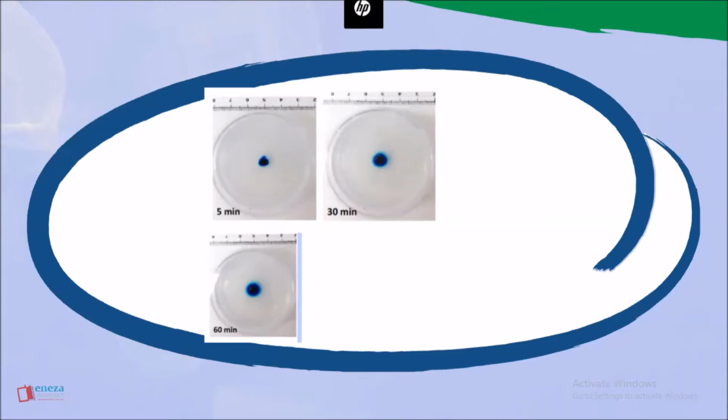The blue drop at 5 minutes was small. At 30 minutes, it started becoming large. And at 60 minutes, we are seeing it is larger compared to the 5 minutes and the 30 minutes.